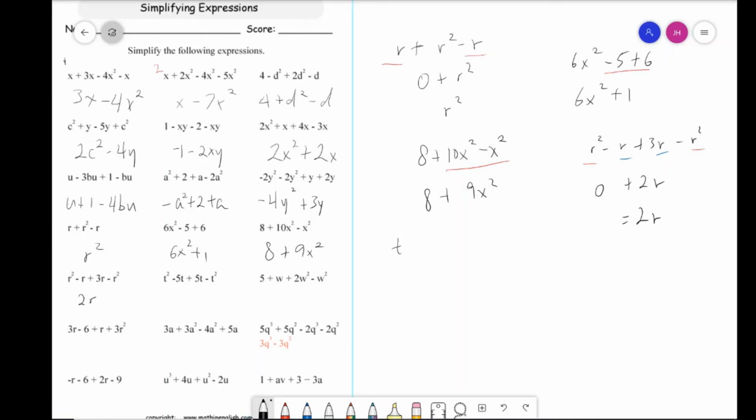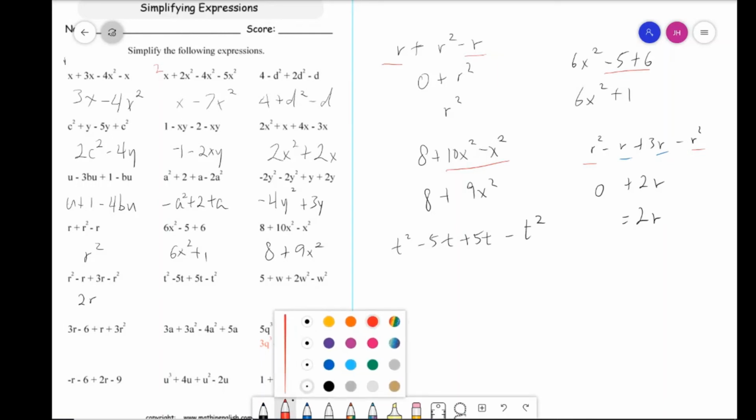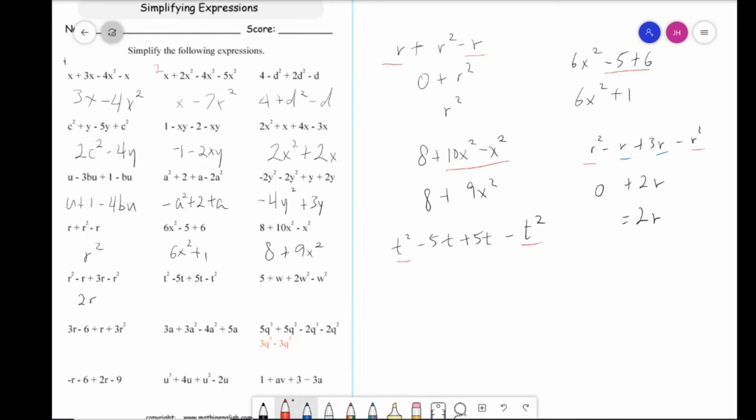Next, I have t squared minus 5t plus 5t minus t squared. So t squared and t squared are like terms, so are the t. So t squared minus t squared, that is 0t squared, minus 5t plus 5t, that is also plus 0t. So altogether I have 0.